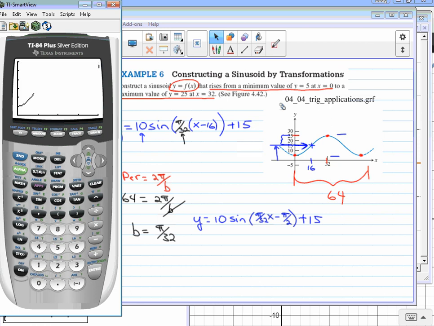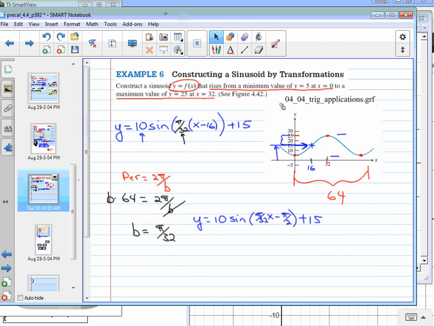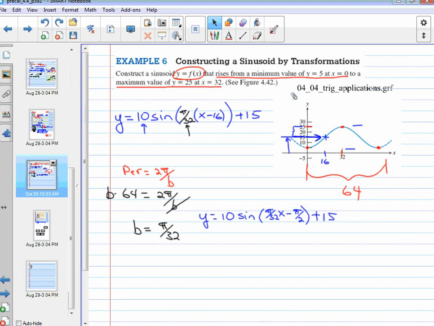Now, if we know what we're talking about, we should get one cycle. There it is, that one blue cycle. We made it work. So if I went to this point right here, it should be 32, 25. I'm going to say trace, and look at that. X is 32, Y is 25. There it is. We hit that peak with it. So we are getting educated. We know how to build these things now.